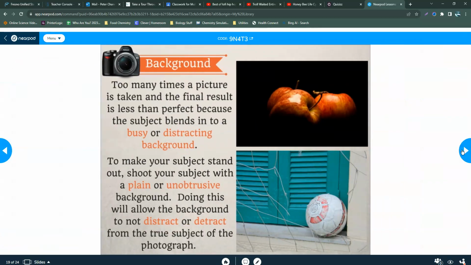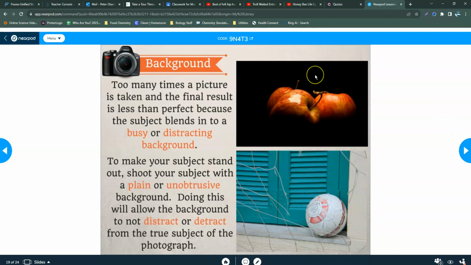Next one is background. So too many times a picture is taken and the final result is less than perfect because the subject blends into a busy or distracting background. To make your subject stand out, shoot your subject with a plain or unobtrusive background. Doing this will allow the background to not distract or detract from the true subject of the photograph.